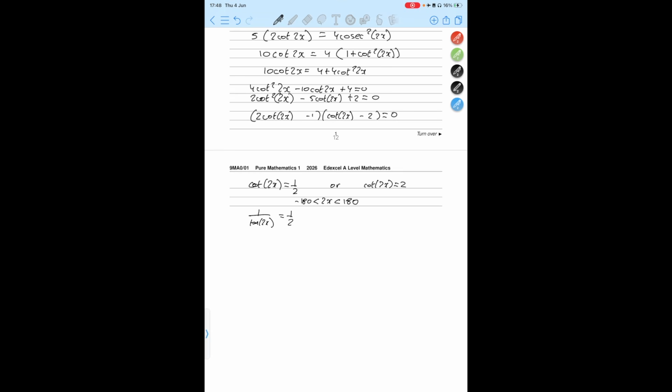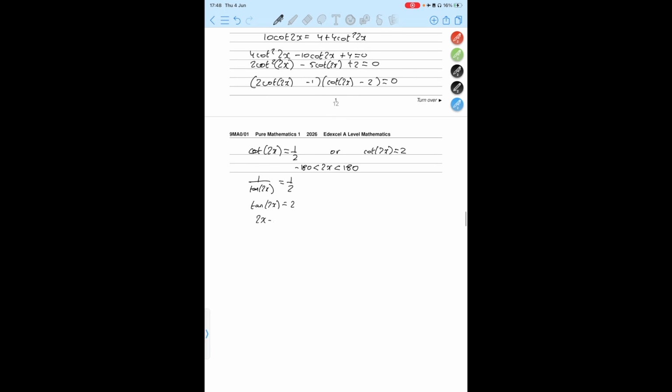So I'm going to multiply by 2 tan 2x. So I get tan 2x equals 2. So 2x is the tan inverse of 2. So now I'm going to write down all of my solutions that are between minus 180 and 180. Okay, so 2x equals, let me go back into degrees here. So set up, so tan inverse of 2.